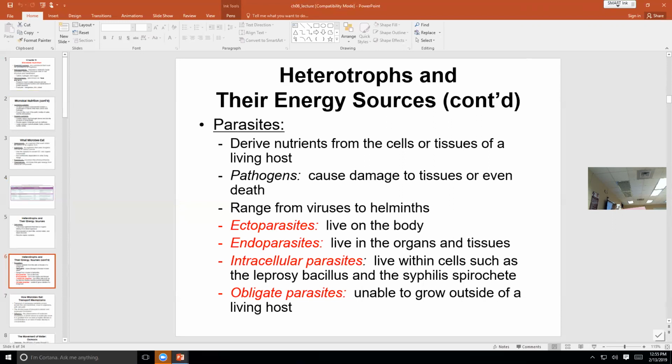It lives inside your body organ somewhere. And if it's intracellular, yes, exactly. So these are kind of obvious explanations. And an obligate parasite means that it can't live outside. Some of these other parasites can live for a bit outside of cells, but an obligate parasite has to be inside of a cell.